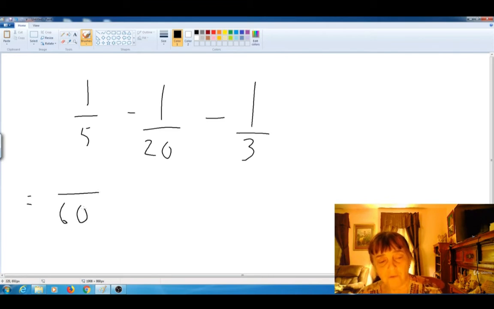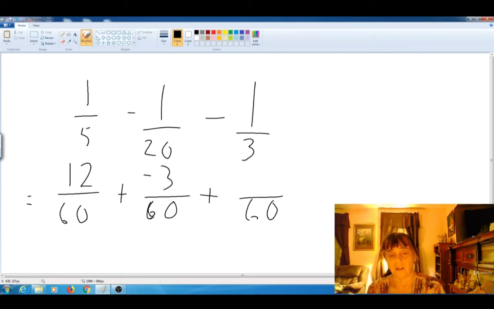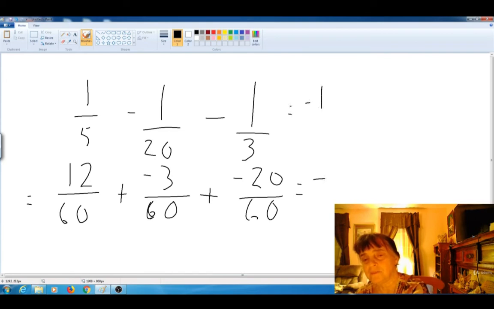We have to write all three fractions over 60, because we're expanding all three fractions to be over 60. 12 times 5 is 60, 12 times 1 is 12. 3 times 20 is 60, 3 times negative 1 is negative 3. 60 into 3 is 20, 20 times negative 1 is negative 20. 12 minus 3 is 9, 9 minus 20 is negative 11 sixtieths. Okay, that is our answer.